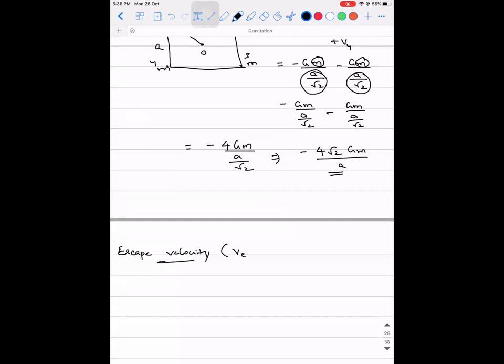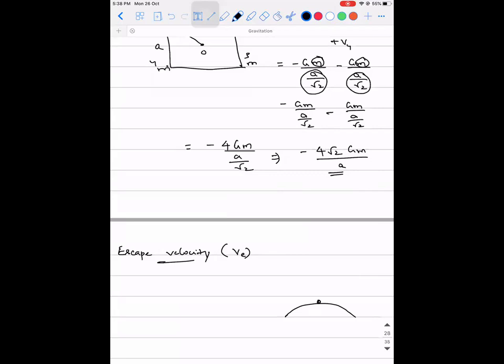So, escape velocity is given by the formula VE. Write down the definition for it. Before that, what do you think escape velocity is? Velocity required to escape from the field of gravity. Very good. That's it. So, let's logically think.